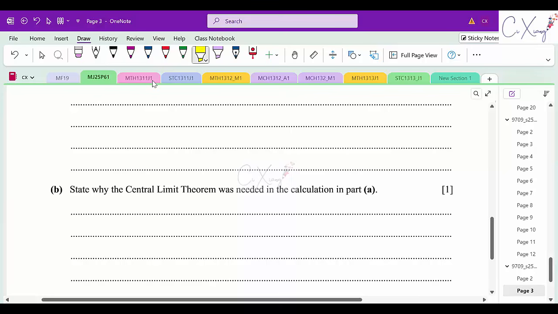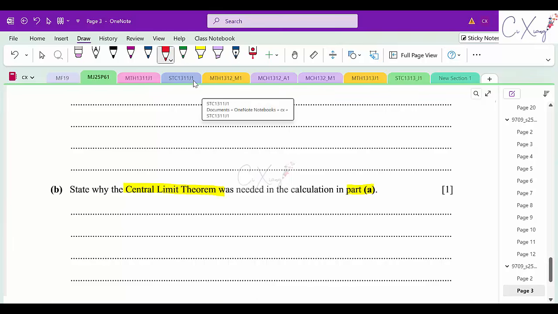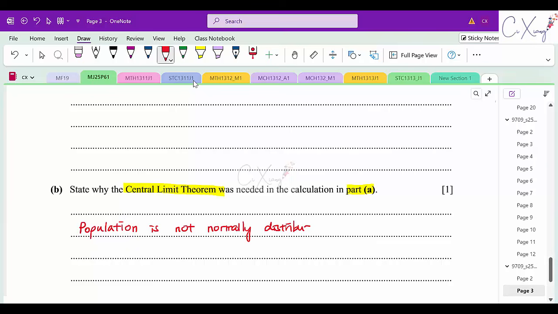Now they are asking you, state why the central limit theorem was needed in the calculation in part A. So basically, we did apply the central limit theorem in part A. Why? It is because of when the population is not normal. Okay, when the population is normal, then it is common that your sample mean is normal, right? Because population normal and sample mean you're taking out from the population.